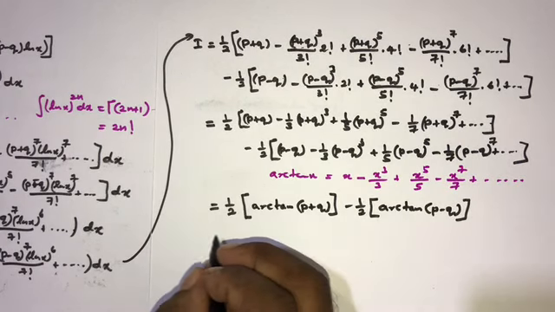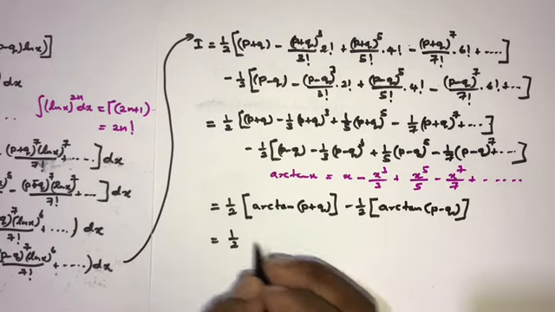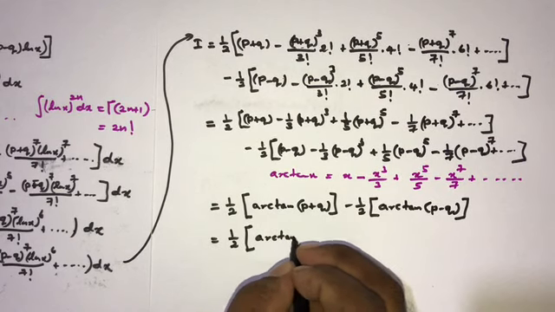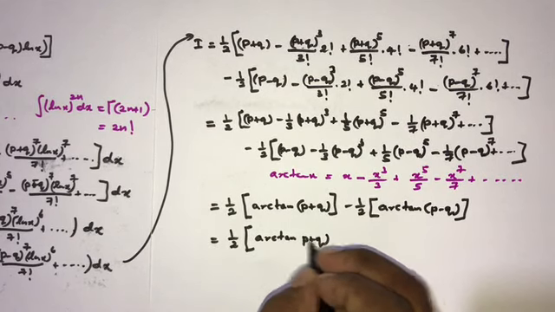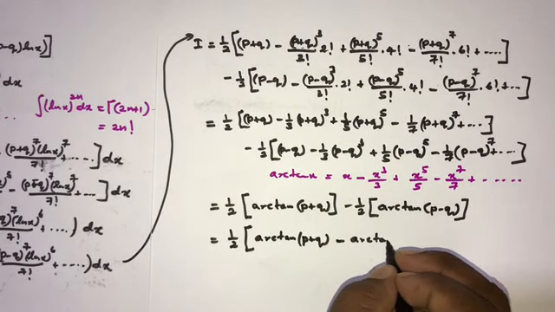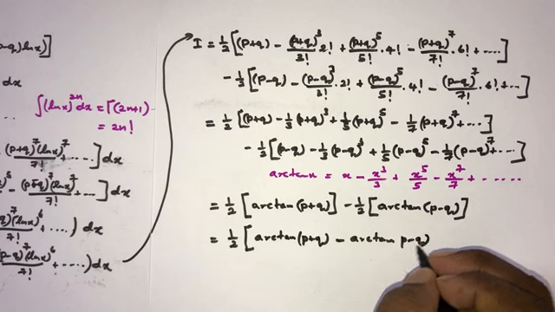Well, now we can take 1/2 as a common factor, so 1/2 times arctan of (p plus q) minus arctan of (p minus q).